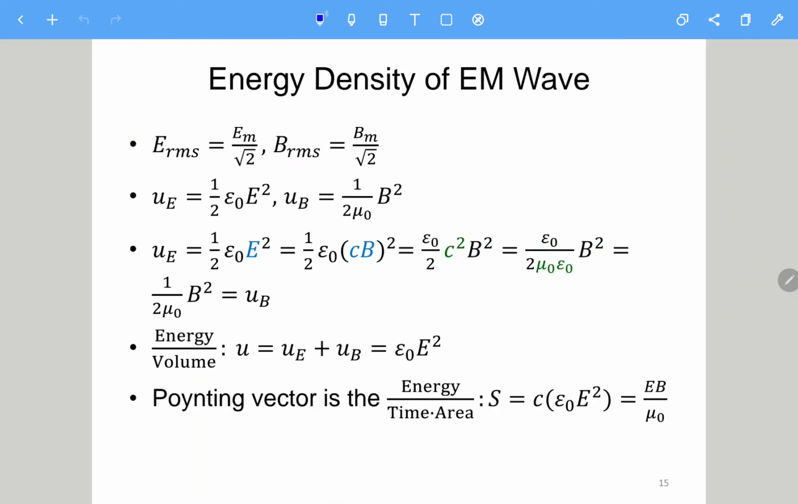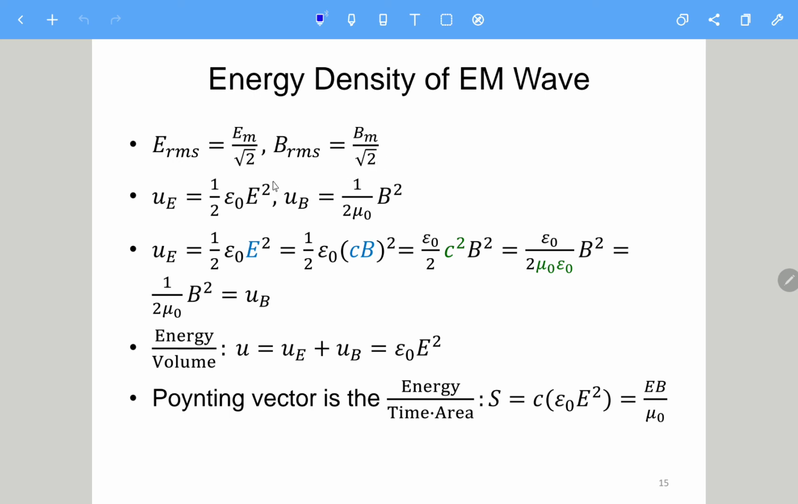Okay, so before ending this slide, we still have a page about the energy density of the EM wave, to tell you why the Poynting vector will look like that. In the equation, we have E_m and B_m as the magnitudes of the E field and B field. So we also define the root mean square value. E_rms is the amplitude divided by square root of 2. B_rms is B_m divided by square root of 2.